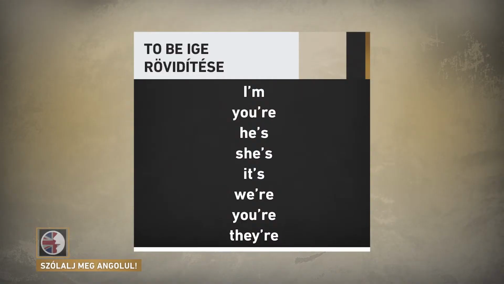Okay, that's the full form, but as you all remember, we normally use the short form, don't we? Okay, let's see the short form for the verb to be. I'm, you're, he's, she's, it's, we're, you're, they're.